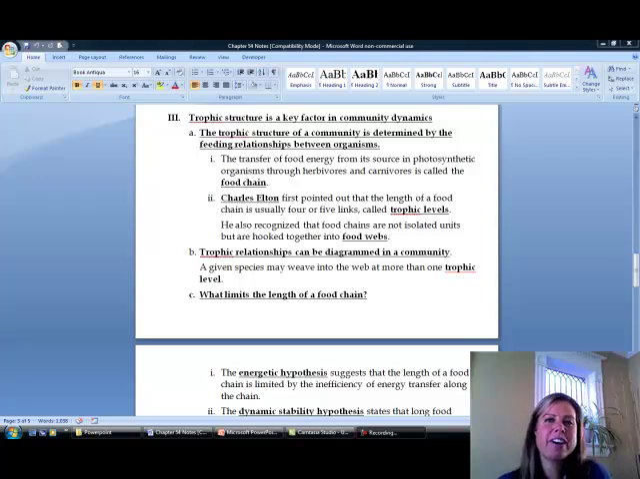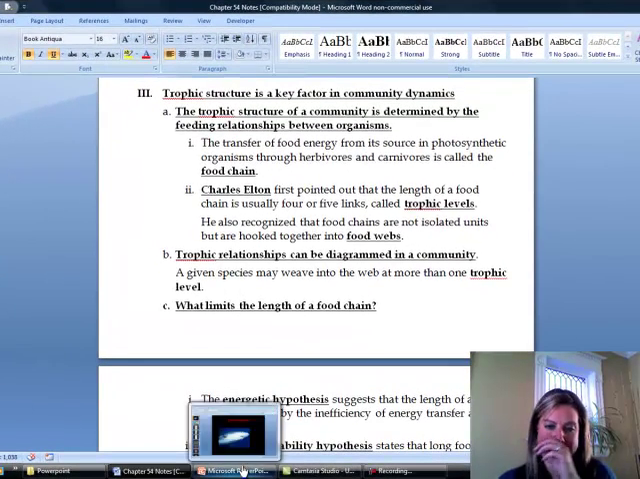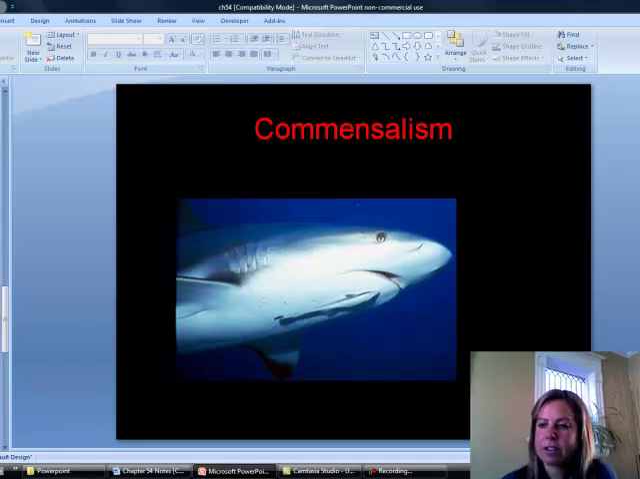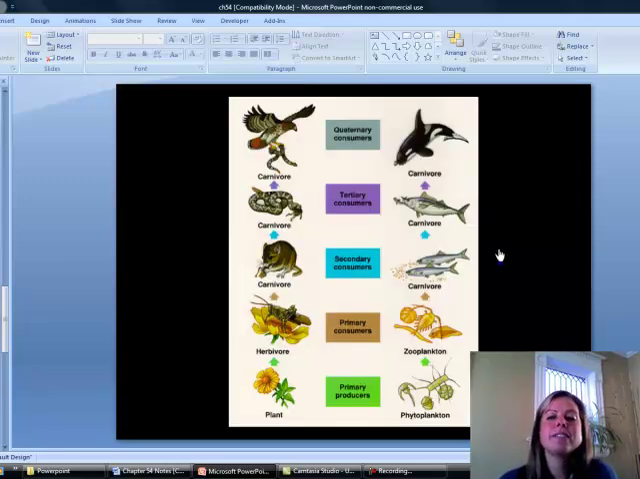So the last part of chapter 54 is going to have to do with trophic structure, which is going to be like food chains and food webs and that type of thing. So if you look at this picture, let's see if I can get it to come up. There we go. This is going to be a typical food chain, right? So you've got your plants at the bottom or your phytoplankton at the bottom, and then you've got your top carnivores at the top, right? So this is going to be a food chain.